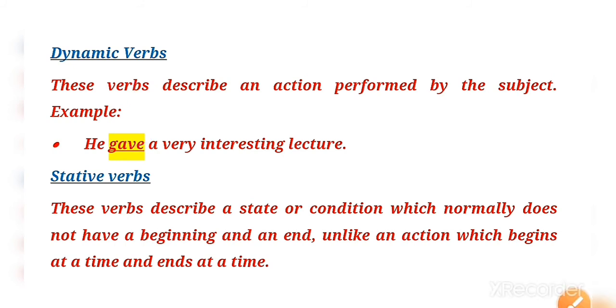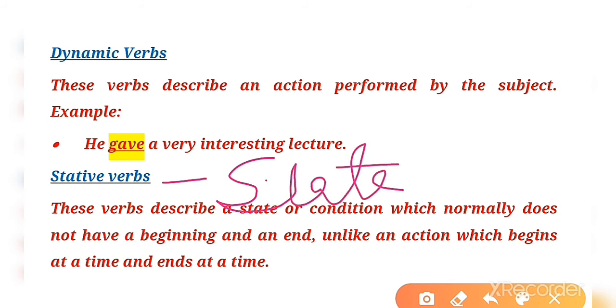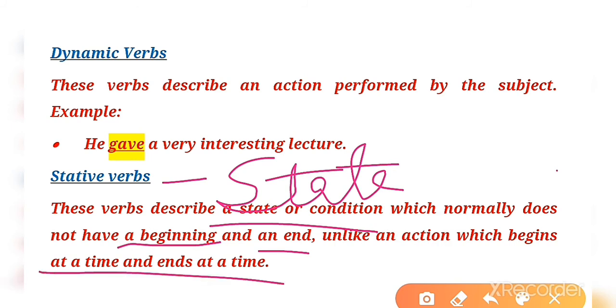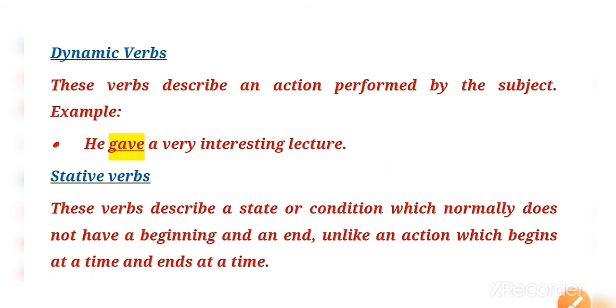Now what about stative? The word stative is made up of the word state. These verbs describe a state or condition which normally does not have a beginning or an end, meaning we cannot say from where it has begun and when it will end. Unlike an action which began at a time and ends at a time, when it started and when it will finish is not considered in a stative verb.